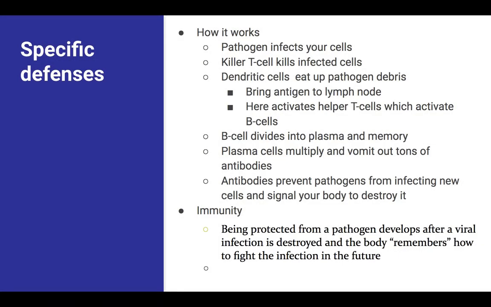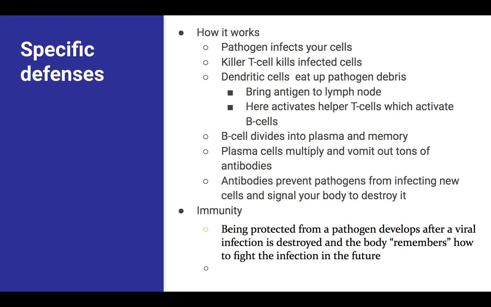Okay, so here's how it works. A pathogen comes in and infects you. Killer T cells start killing it because it shouldn't be there. So they go to work, and then we have these things called dendritic cells. They go through and eat up the bits and pieces of those dead pathogens. And basically what they're going to do is bring that antigen to the lymph node.